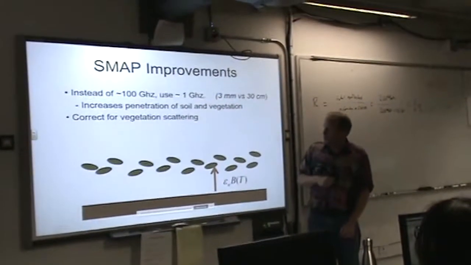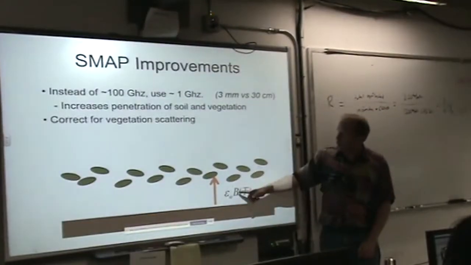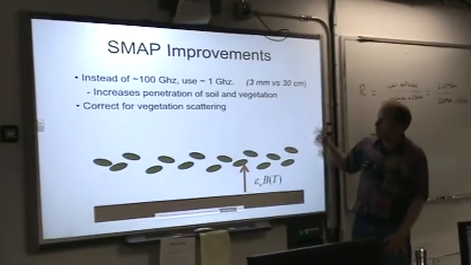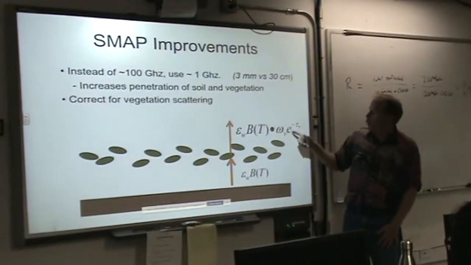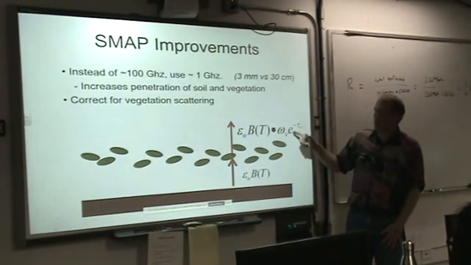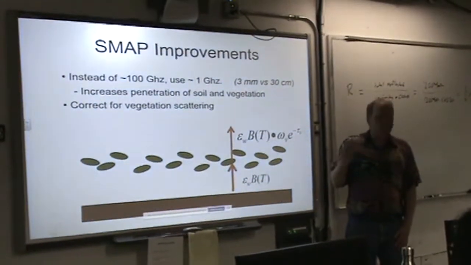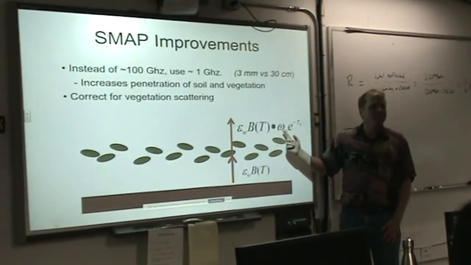Coming from the surface of the Earth, we're going to have the emissivity, which is kind of tied to the water, times the brightness temperature. That's how much intensity we have coming through. It's going to go through the vegetation. We're going to have to do a correction for the vegetation, the Beer's law correction. By the way, remember what this guy is?